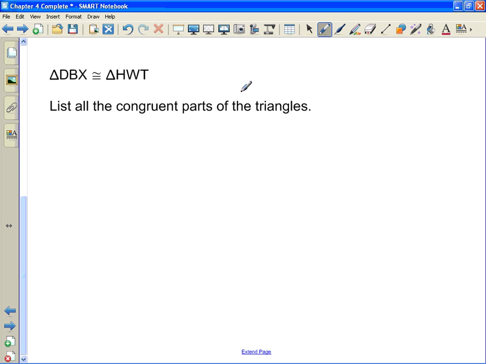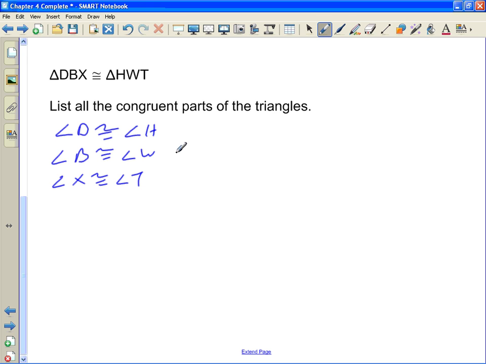Alright, so I'm going to tell you that these two triangles are congruent. I want you to list out which angles are congruent to each other and which sides are congruent to each other. So hit pause, do that, come back and see what the answer is. So angles first. Angle D was listed first, as was angle H, so they're the same. Angle B was the same as angle W. And angle X was the same as angle T.